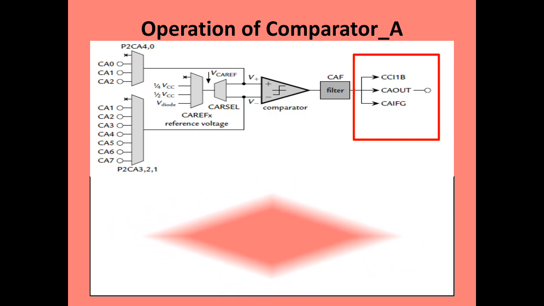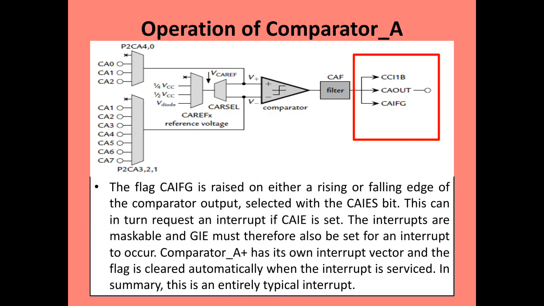And another is CAIFG. CAIFG is the comparator A interrupt flag, which occurs on either the rising edge or falling edge of the comparator output. So this bit is selected for generating interrupts, that is a maskable interrupt, and it depends on the GIE bit in the status register of MSP430. The comparator A has its own interrupt vector, and the flag is cleared automatically when the interrupt is serviced.